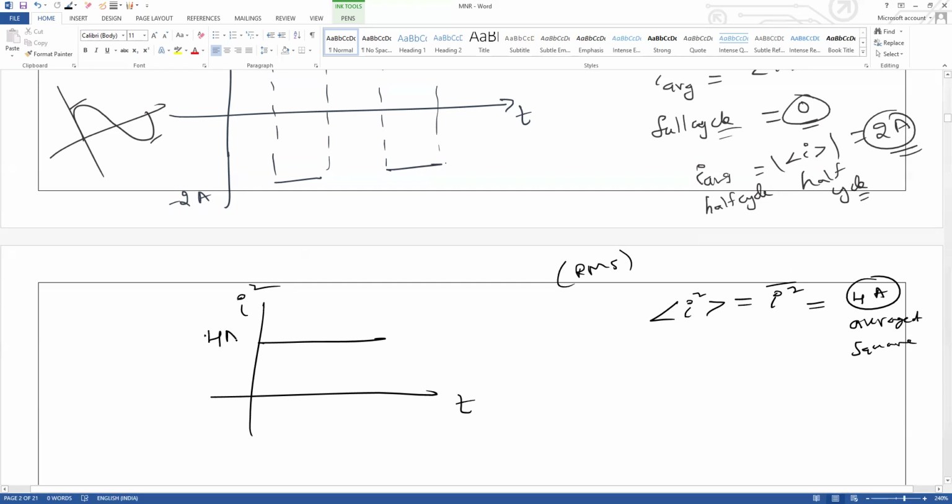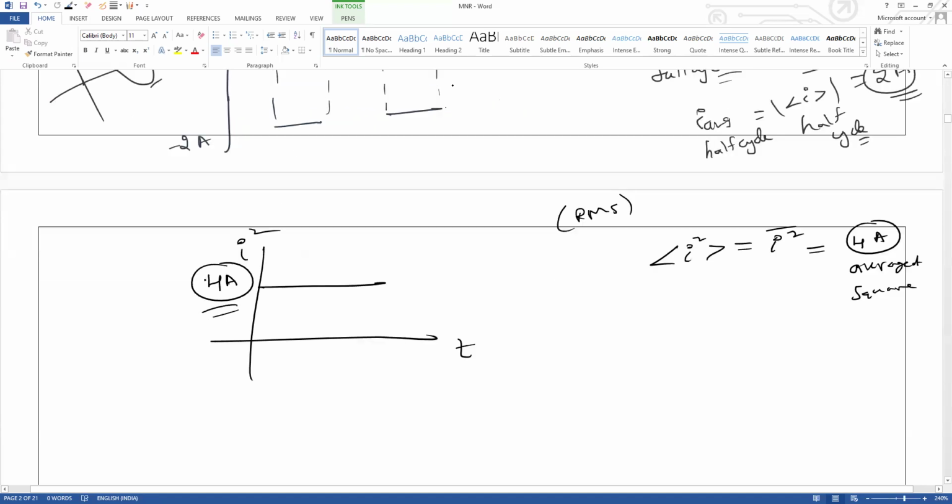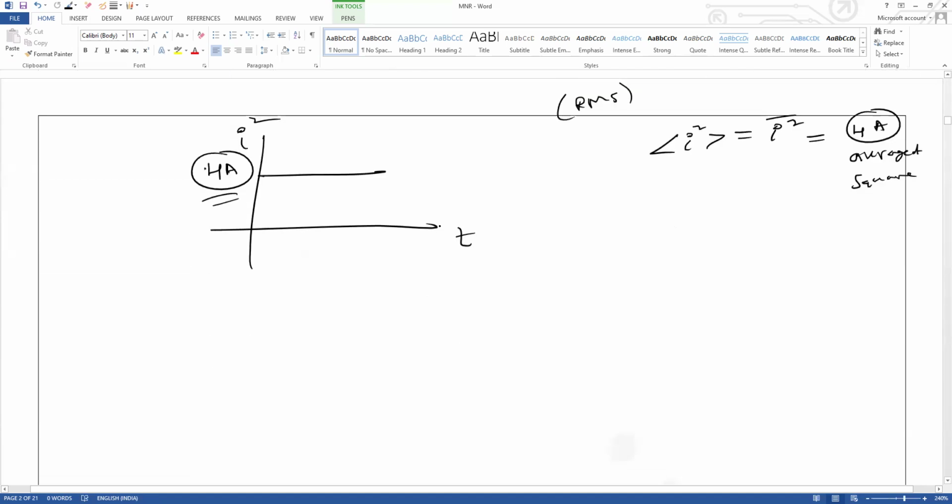So what is the average square? Everybody: 4. Square of current is how much? 4 amperes. Understand everyone? Yes.